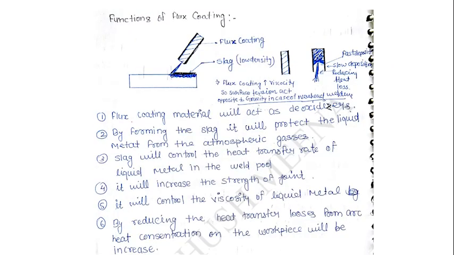Now see what is flux and what is the function of the flux. Flux is the coating that we provide on the electrode material. So flux coating will act as a deoxidizer. Suppose this is the molten metal that will be deposited on your workpiece. So there are high chances of forming oxides.